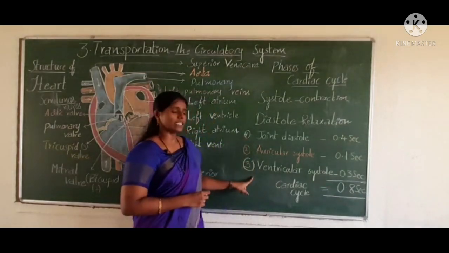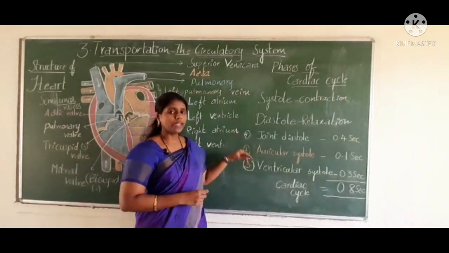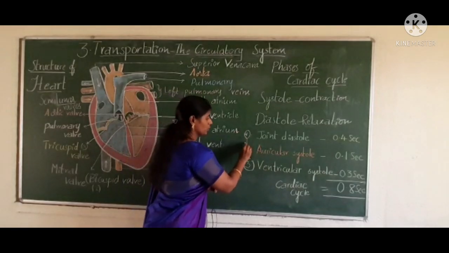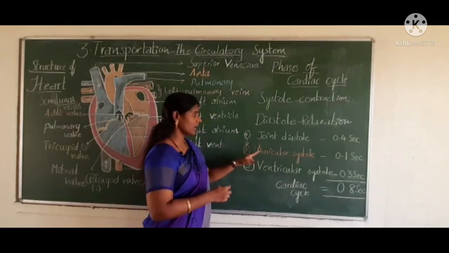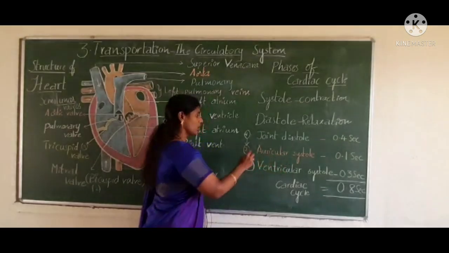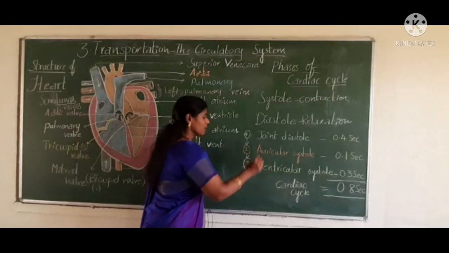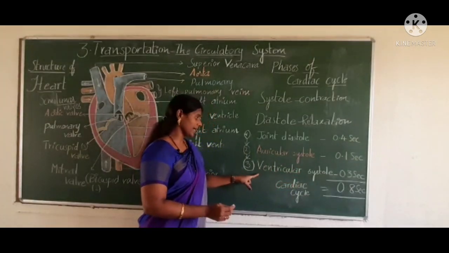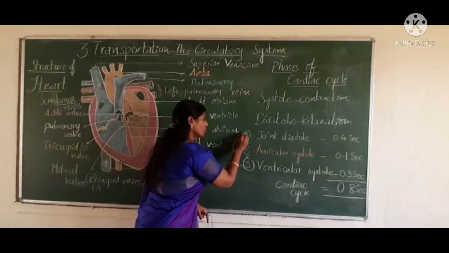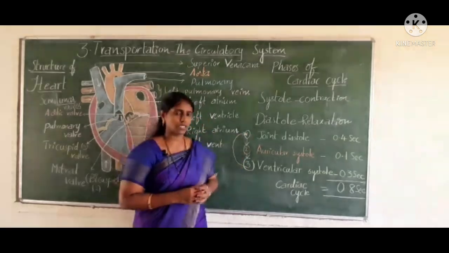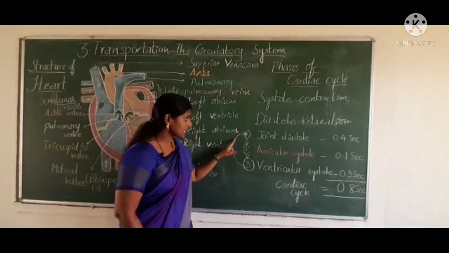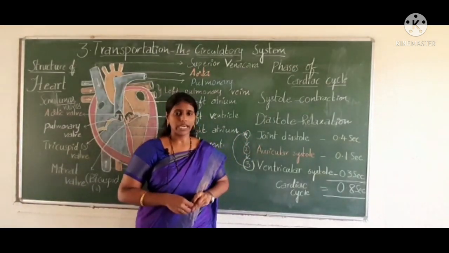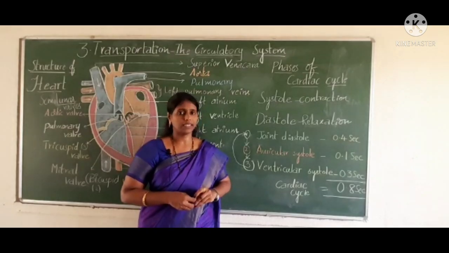Now these phases occur one after the other continuously. Joint diastole ends, auricular systole begins. Auricular systole ends, ventricular systole begins. And after the ventricular systole ends, again the joint diastole phase begins. So it is a cyclic process. That is why this is called the cardiac cycle.